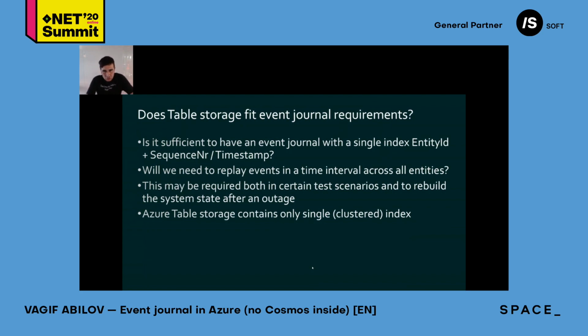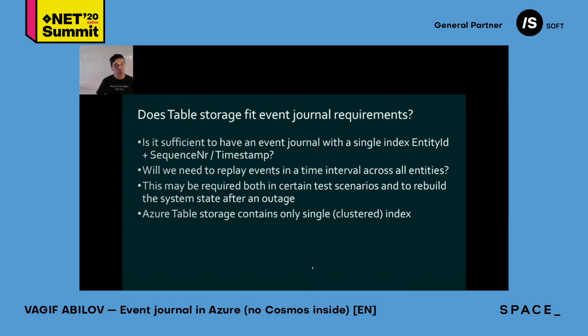But what if we need to replay events in a time interval across all entities? This is not a classic scenario for an event journal behind an event-sourcing-based system. But what we experienced, for example, is that there was a system outage. We lost some data from an external system. So actually, we needed to replay all events within a certain time interval, within 3 days.